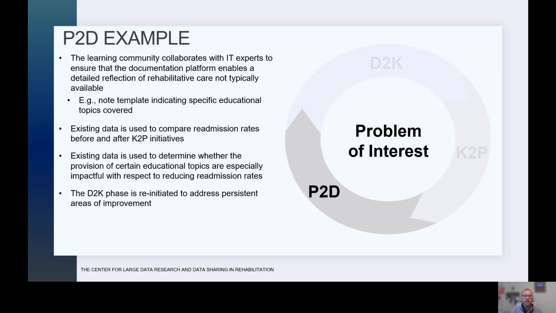It's not just having rehab prior to discharge, it's a certain type of rehab, the specific services that can help reduce readmission rates. So that information can be used during the reinitiation of the data to knowledge phase. Maybe there are these persistent areas of improvement, and through this learning cycle we identified a more refined area for improvement that we can re-engage in those efforts and try to reduce those readmission rates even further.